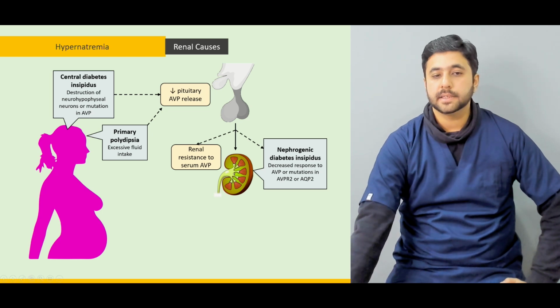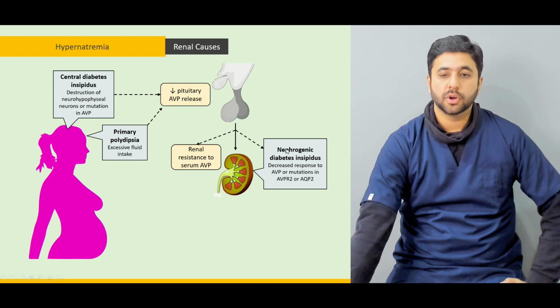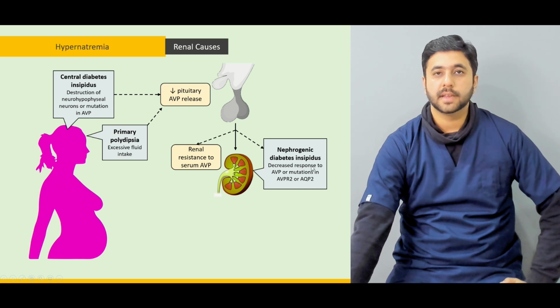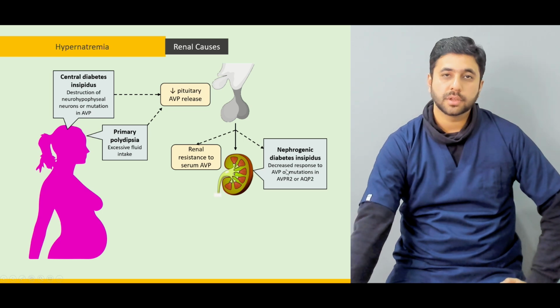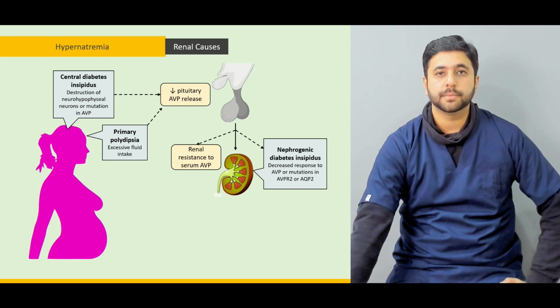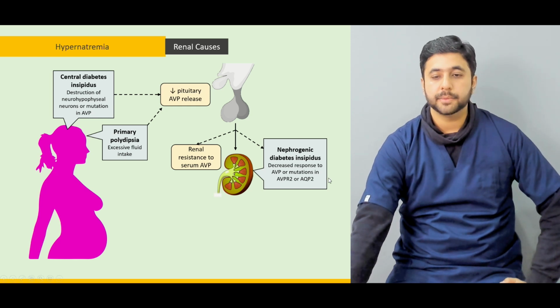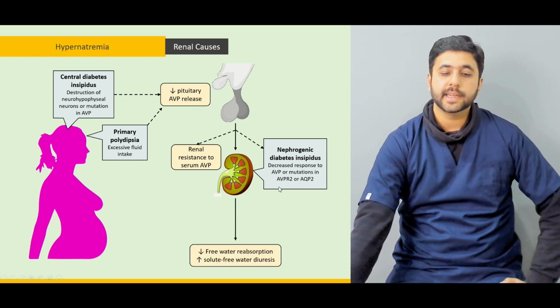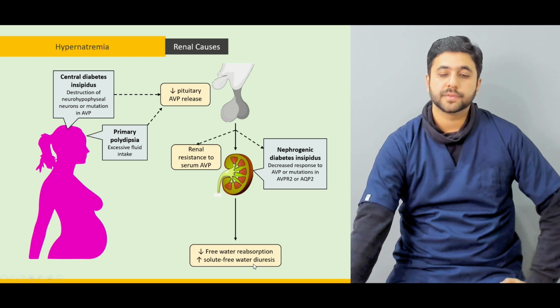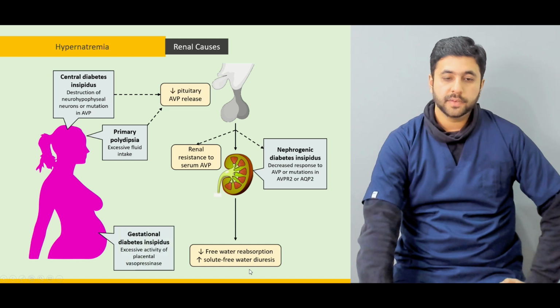In nephrogenic diabetes insipidus, the ADH level is primarily normal, but there is a decreased response at the level of the kidneys. This decreased response is either because we are taking certain drugs, or because of some kidney injury, or it can be a mutation or a genetic problem. All of this leads to decreased free water absorption and an increase in free water loss, solute-free water diuresis.